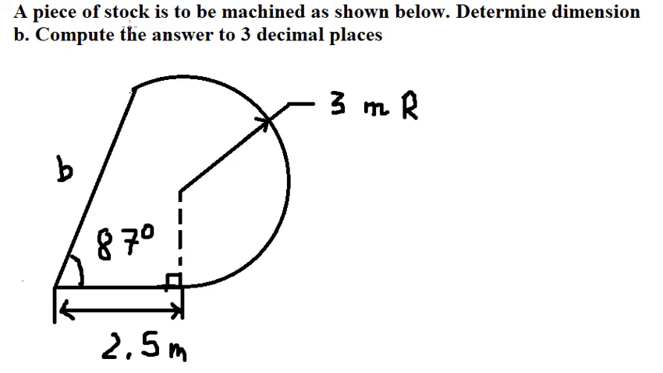A piece of stock is to be machined as shown below. Determine dimension B. Compute the answer to 2-3 decimal places. So now I will show you how to answer.